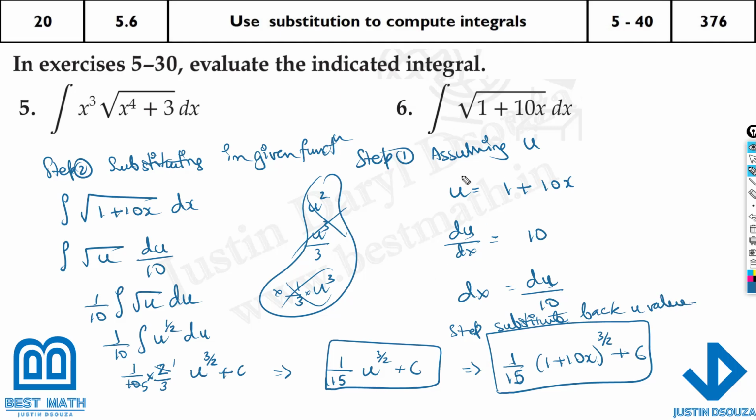So that'll be step 1, assuming u and deriving du by dx and getting dx in terms of u. Step 2: substitute them in the given question and integrate it and leave it as u only. And step 3 would be substituting back the u value. When you substitute back the u value in whatever is given, that will be the answer.